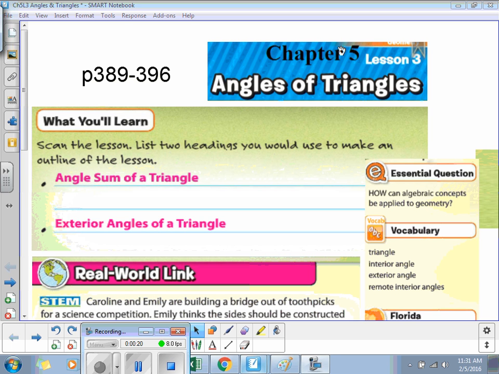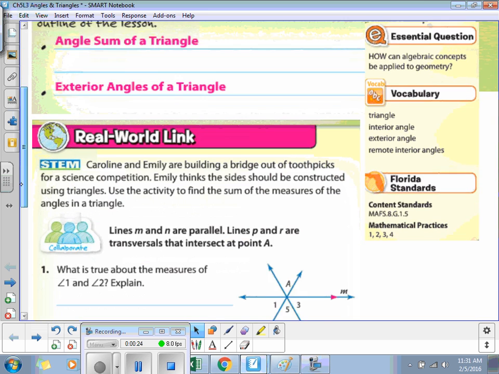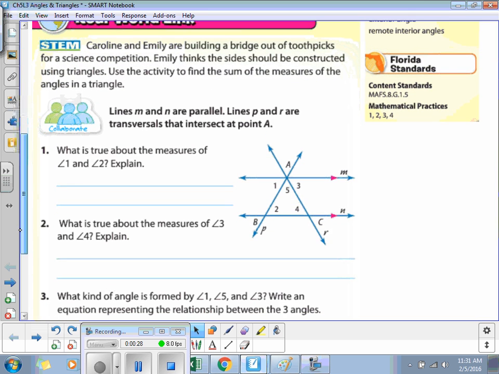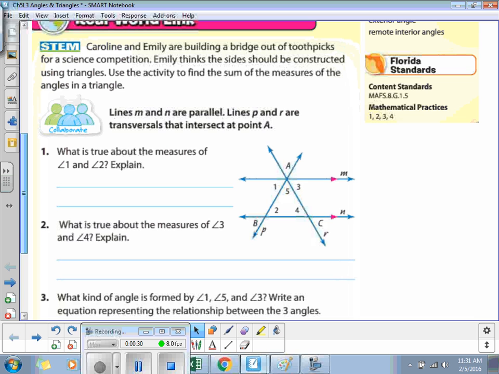All right, so now let's take a look at this real-world link. Caroline and Emily are building a bridge out of toothpicks for a science competition. Emily thinks the sides should be constructed using triangles. Use the activity to find the sum of the angle measures of the angles in a triangle.